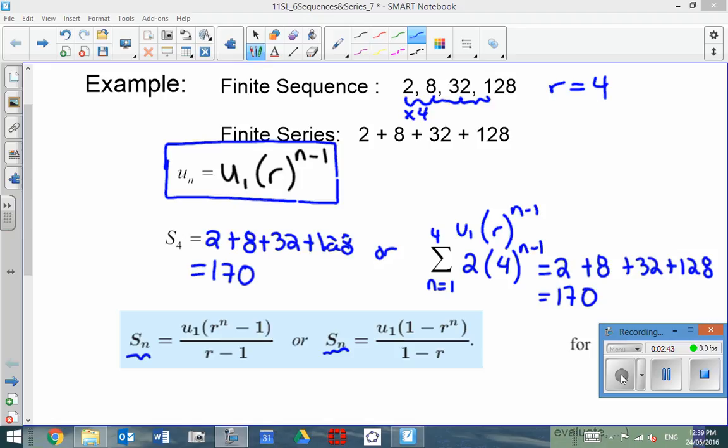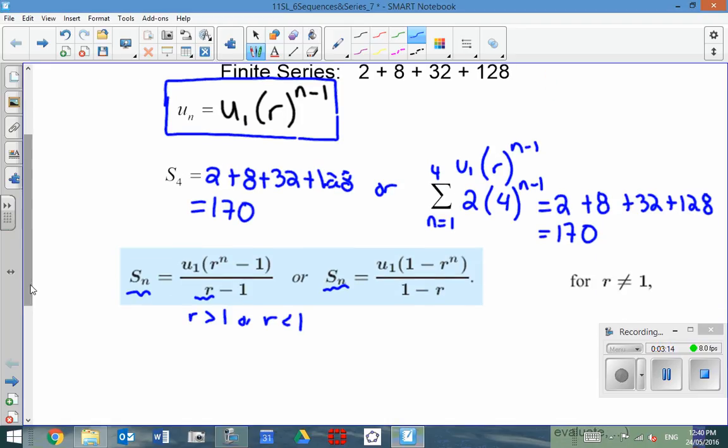For geometric series, the first formula is for when r is greater than 1 or r is less than 1. So just think about what's going to happen there. Basically, your r value is a positive or negative number other than 1. If you look at this closely, there's no way that we're allowed to have an r value of 1, otherwise we'd be dividing by 0. So notice our restriction is that r cannot equal 1. R will never equal 1, otherwise we're not going to have an actual ratio.